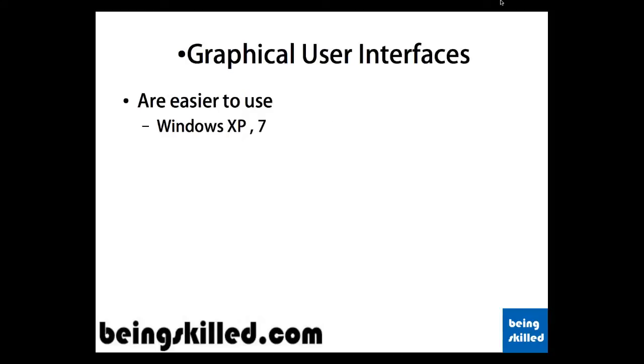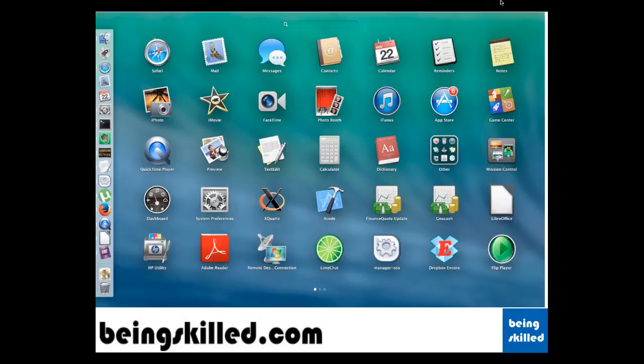Graphical user interfaces are fairly easy to use. They have made the usage of computers very easy, so even an amateur can learn it in a matter of hours maybe. This is a screenshot taken from an operating system called Mavericks, which is a macOS operating system. As you can see, there are lots of icons, and each icon represents an application. Whenever you click on any of these, the corresponding application will open.